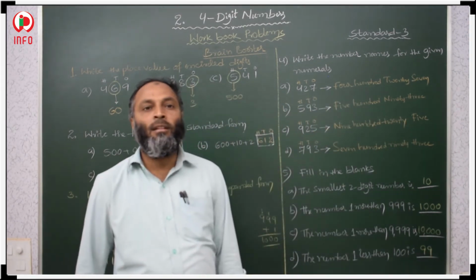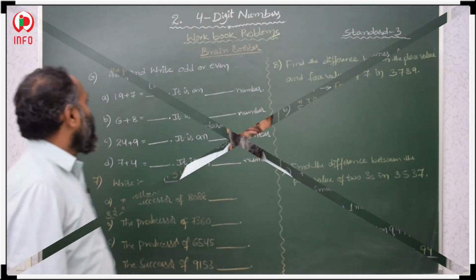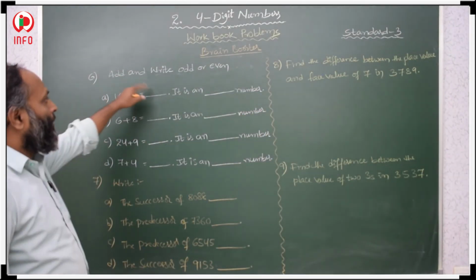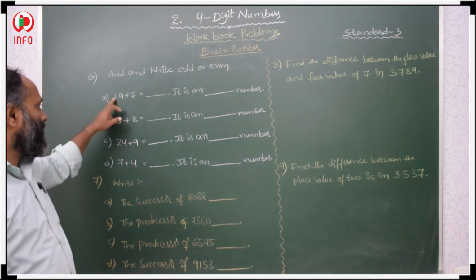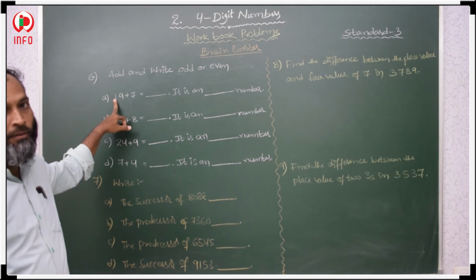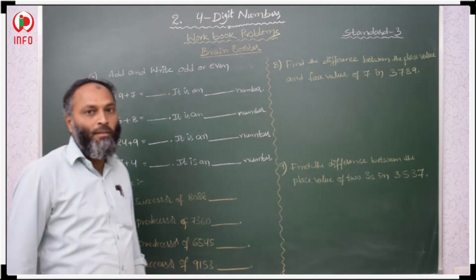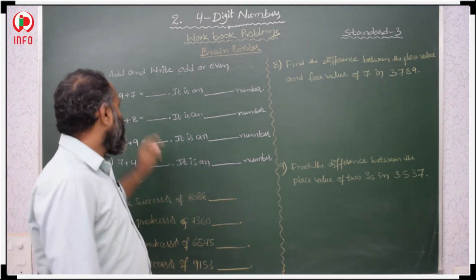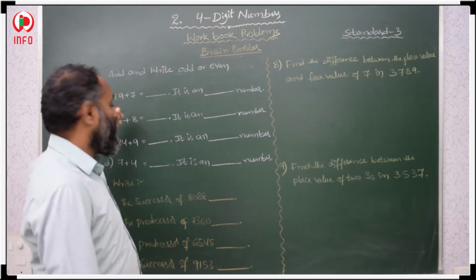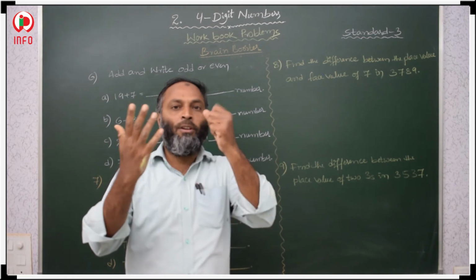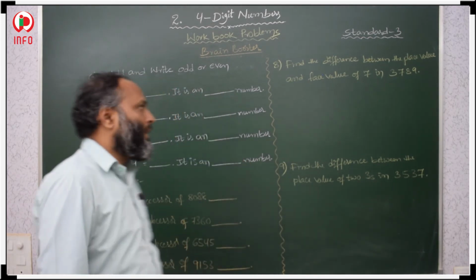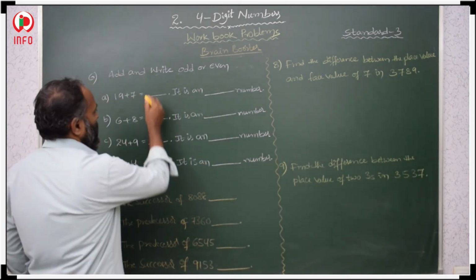Okay. Now students, add and write the odd or even numbers. So here 4 questions are here. First we have to add, and after that we have to say whether these numbers are even numbers or odd numbers. So how? First 19 plus 7: 19, 20, 21, 22, 23, 24, 25, 26. Here 26.